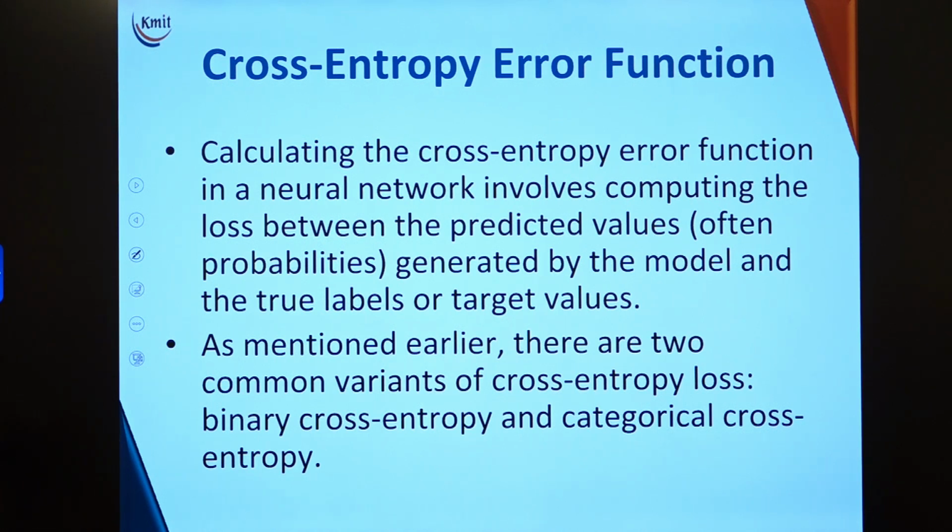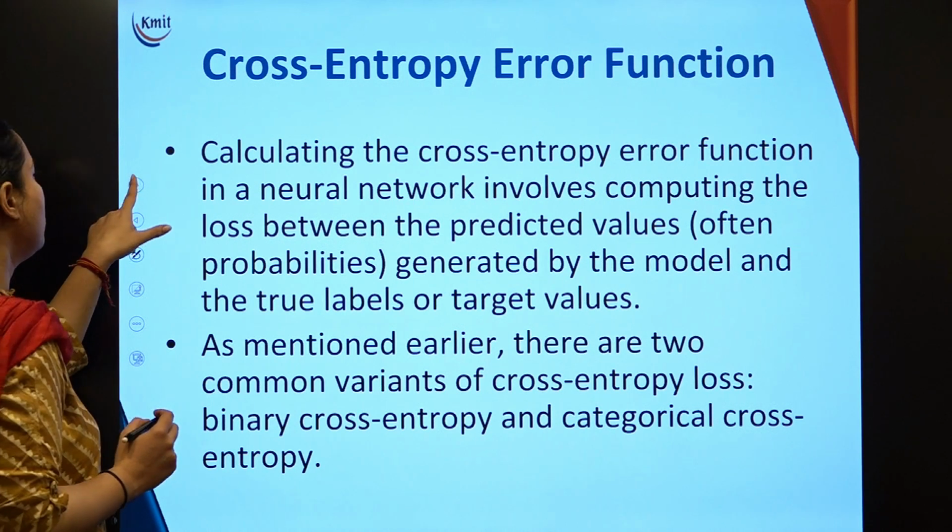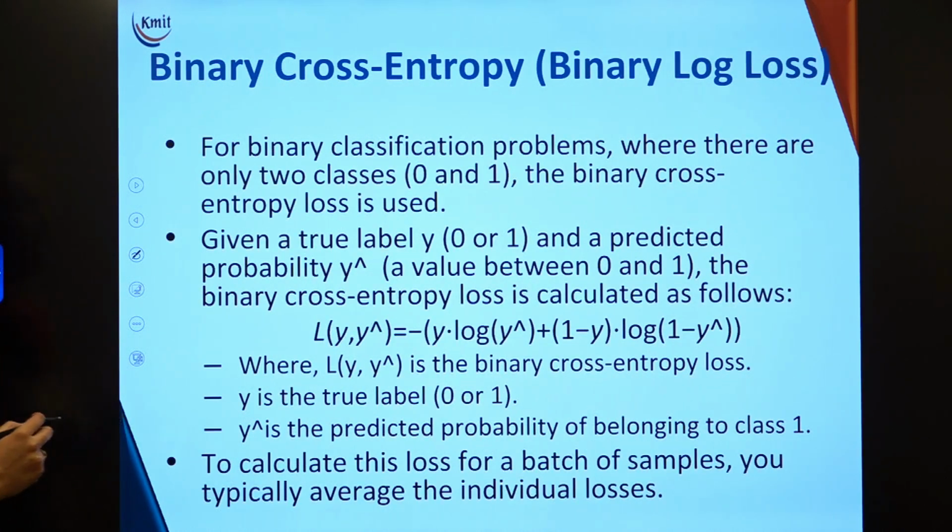As mentioned earlier, there are two common variants of cross entropy, which are binary cross entropy and categorical cross entropy. So where are we going to use this? Binary cross entropy, also known as binary log loss, will be used when there are only two classes in the output, which are 0 and 1.